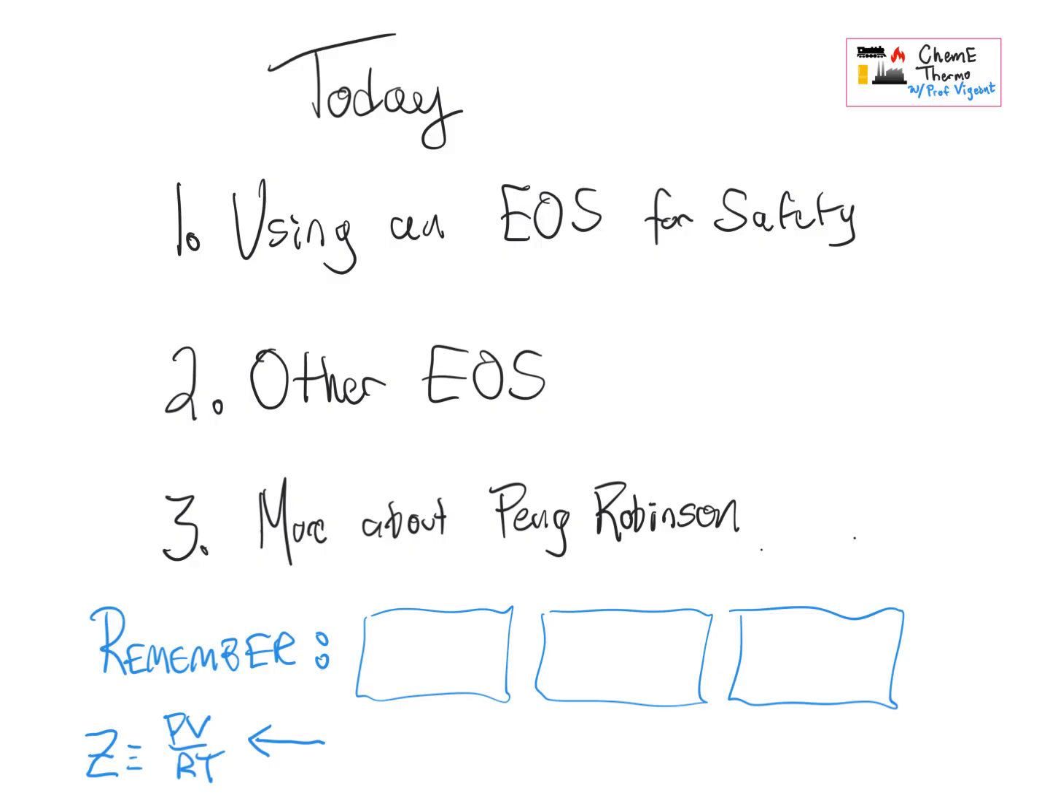So, today we're going to talk about using an equation of state for safety. We're going to briefly mention there are other equations of state, and then I want to actually show you the equation for Peng-Robinson. Now remember, what we're trying to do with an EOS, with an equation of state, is to get properties, like if you know P and T, it'll give you density or specific volume, or maybe you want an enthalpy or an entropy or internal energy. Those are all things you can get from an equation of state.